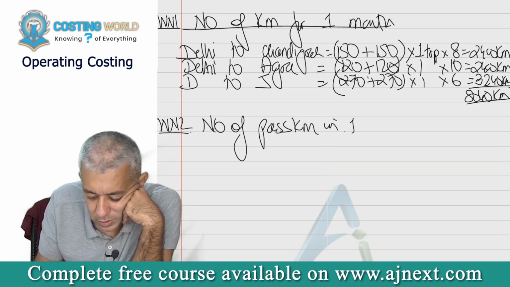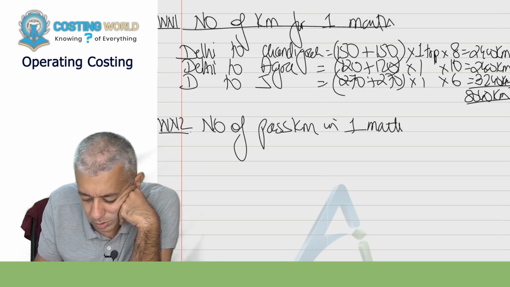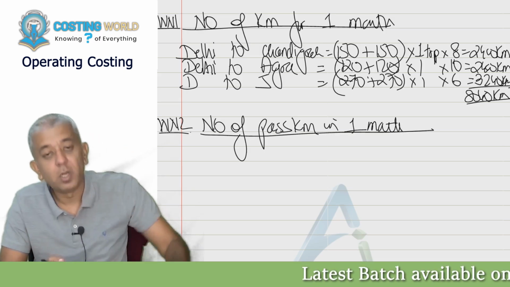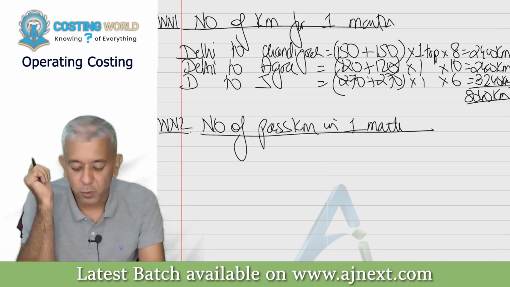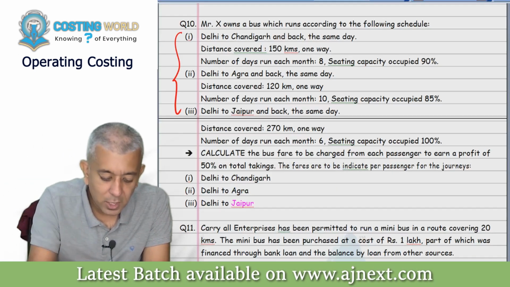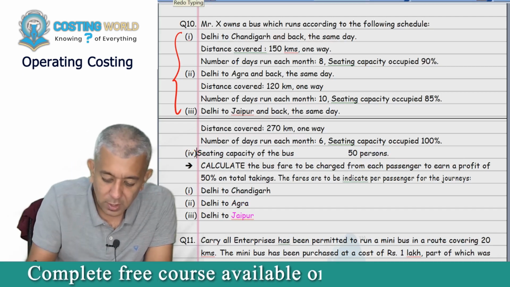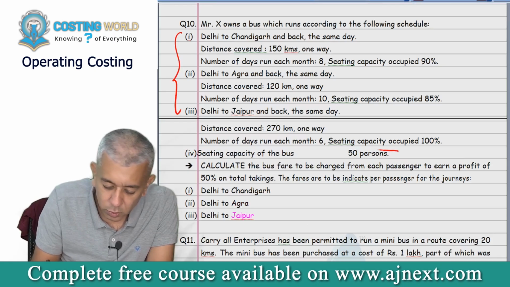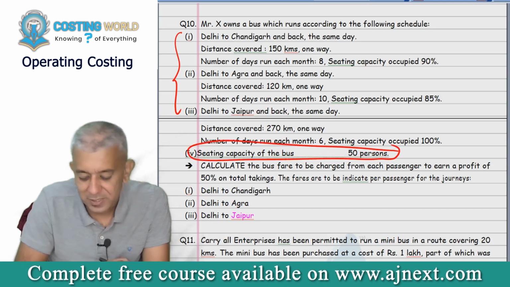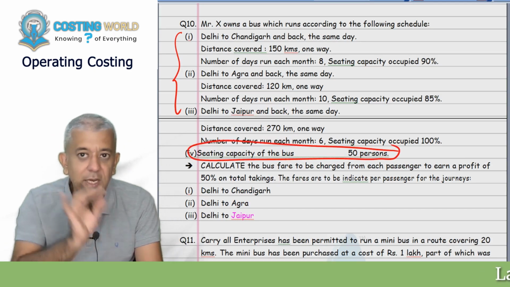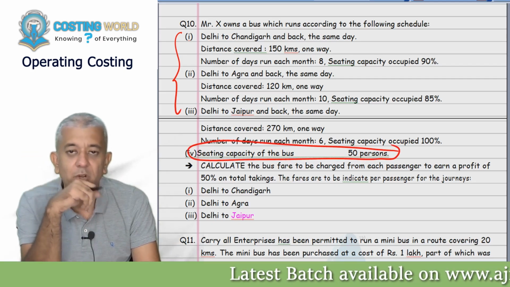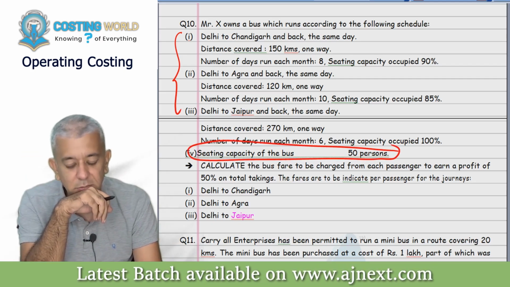Last working note, write down number of passenger kilometers in 1 month. Now you all did questions on this, we did 5 questions on this. I'm undoing a few things because you will require that data now. You will require this data also to compute the number of passenger kilometers. Take this data, take your calc, try to get me number of passenger kilometers in 1 month.